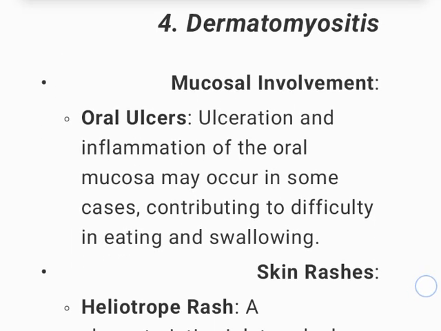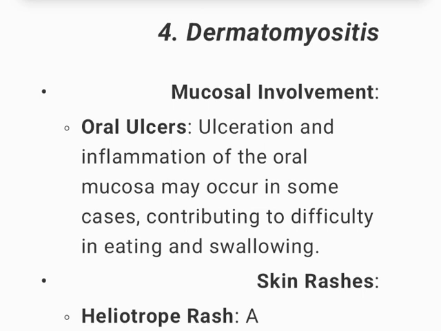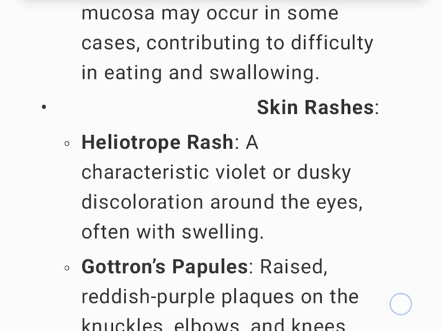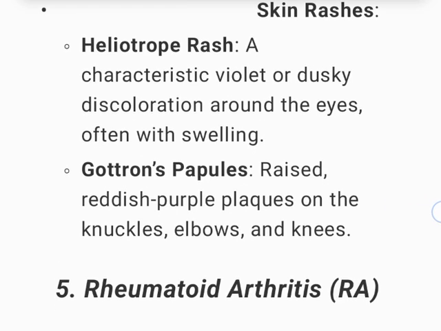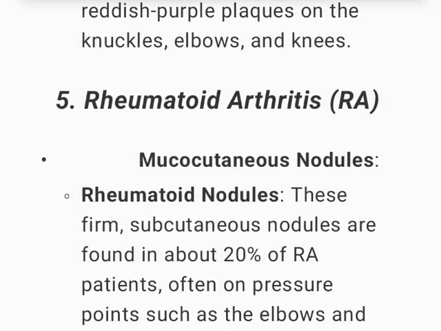4. Dermatomyositis, mucosal involvement. Oral ulcers. Ulceration and inflammation of the oral mucosa may occur in some cases, contributing to difficulty in eating and swallowing. Skin rashes. Heliotrope rash, a characteristic violet or dusky discoloration around the eyes, often with swelling. Gottron's papules, raised reddish-purple plaques on the knuckles, elbows, and knees.